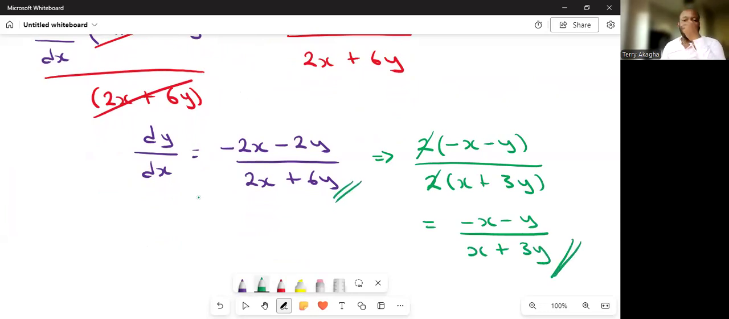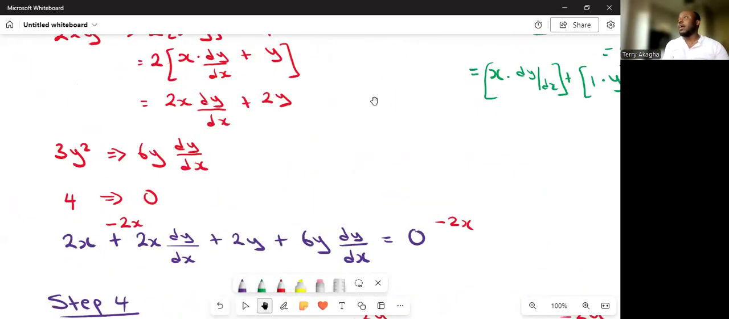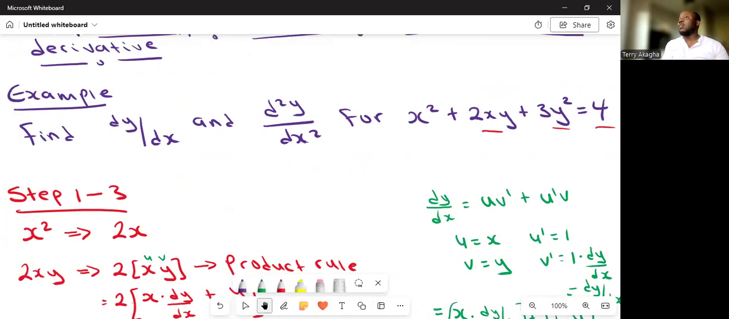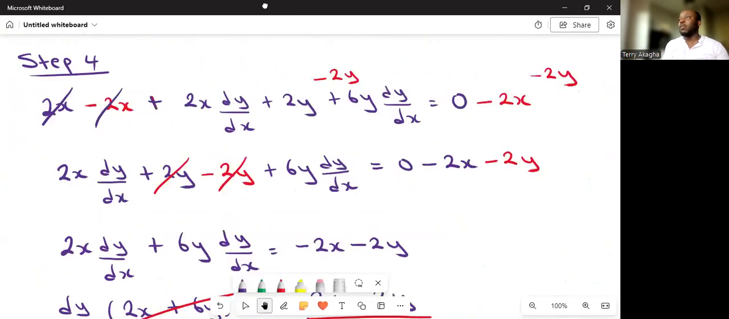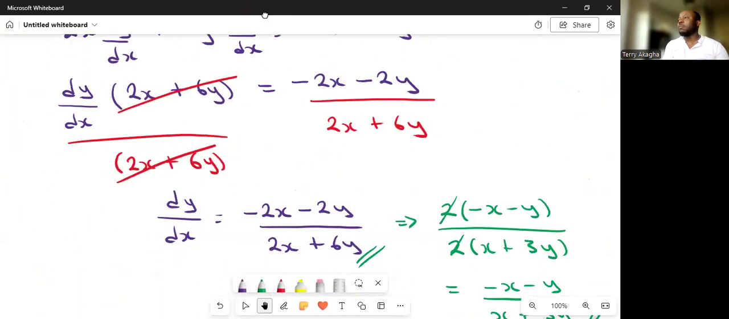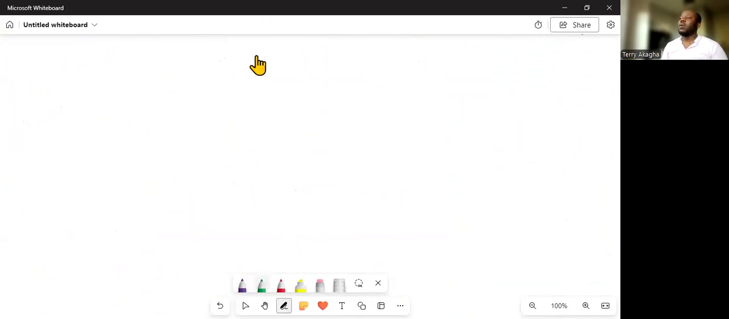So that's the first answer. We found the dy over dx. Okay? So that was what the question asked us to do. The question wanted us to find what? The dy over dx. Now, but if you look at it, the question also wanted us to find the second derivative. And to find the second derivative, that will be step 5, okay? So I wrote it down in the book, the previous video, where I said step 5. So we need to find the second derivative.